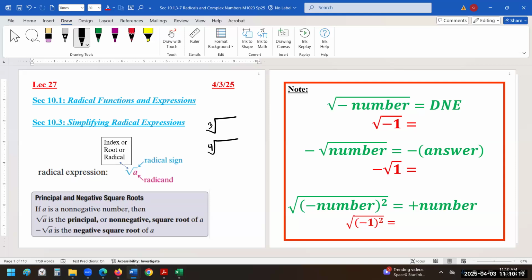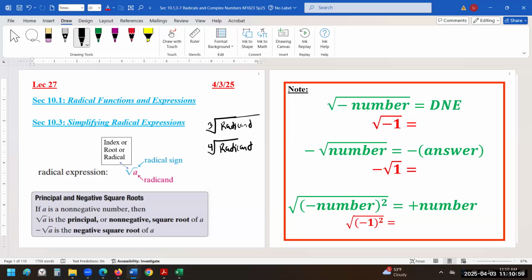And whatever we have inside, its name is radicand. It could be a number, an expression, a variable, it could be anything. Whatever you have inside, its name is radicand. Principal and negative square root. If a is a non-negative number, then the square root of a is the principal or non-negative square root of a, and there is also the negative square root of a.